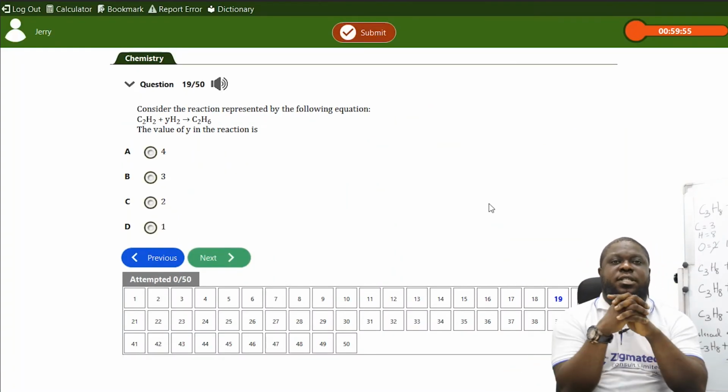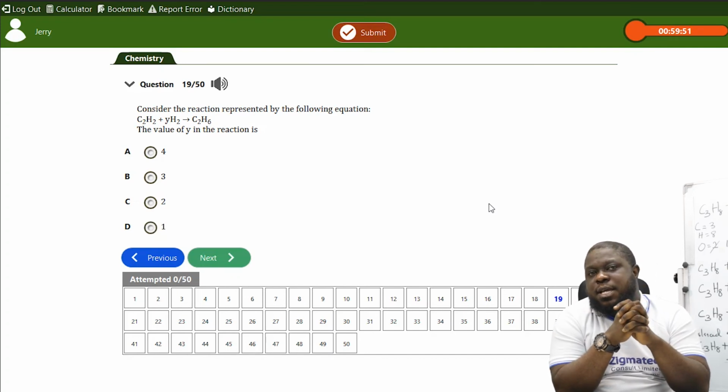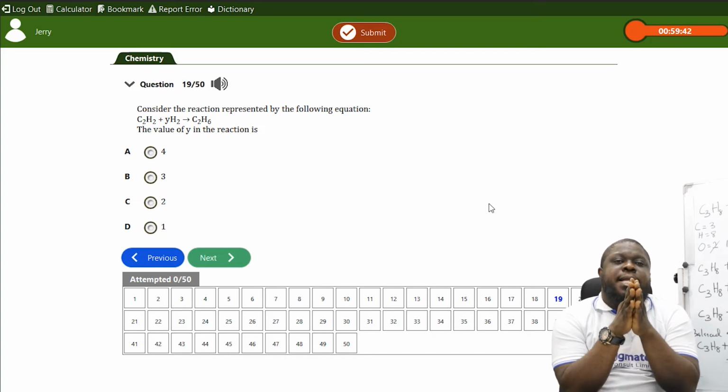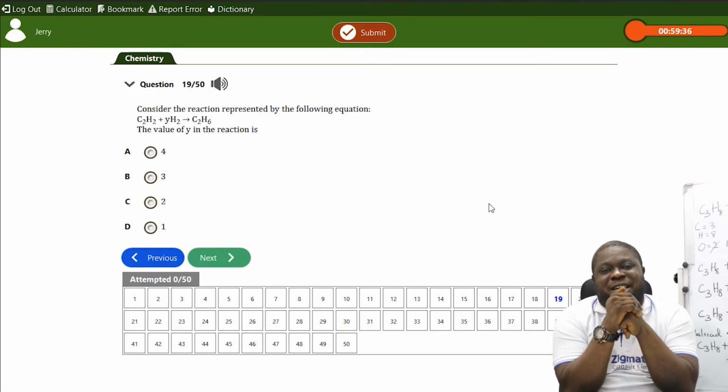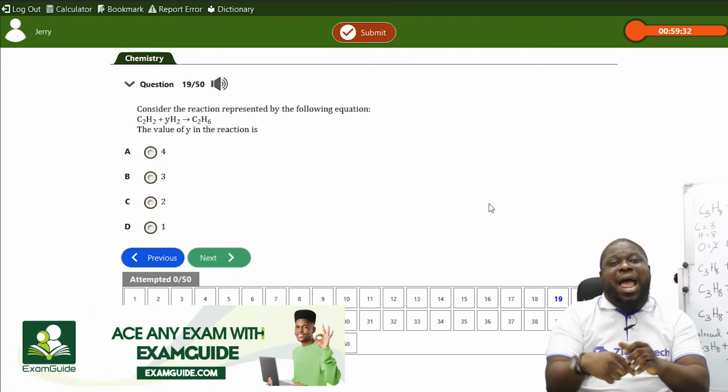Question 19 says, consider the reaction represented by the following equation. The value of y in the reaction is... Now, when you check this reaction, in essence, they're trying to tell you that you must know how to balance this equation. They want us to find y so that the equation will be balanced.